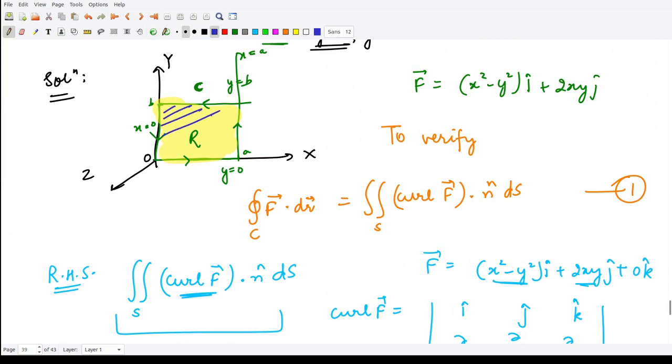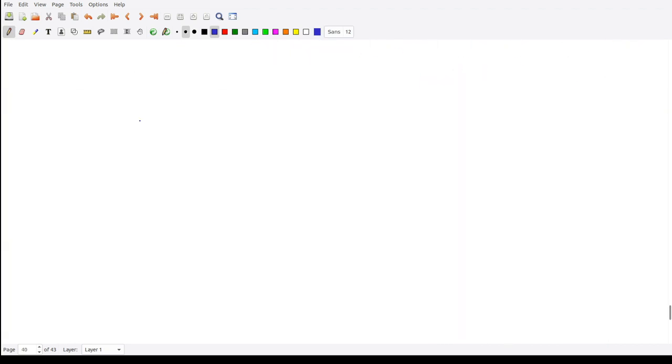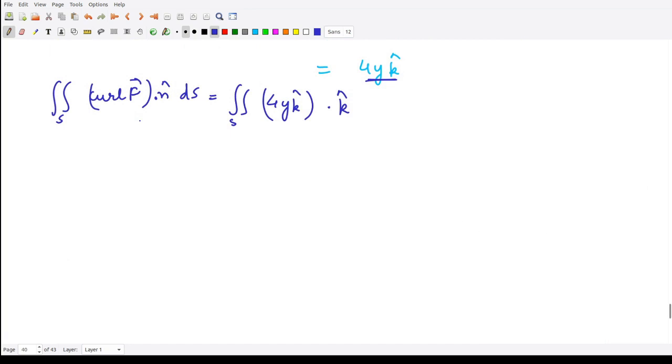So this is the given surface, and what is the unit vector which is perpendicular to this? It is given by some vector like this in the direction of z. So we have k vector here, which is the unit vector. Instead of n vector, we have k vector, and then we have dx and dy. So when you solve this dot product, it would be surface integral over s of 4y dx dy.